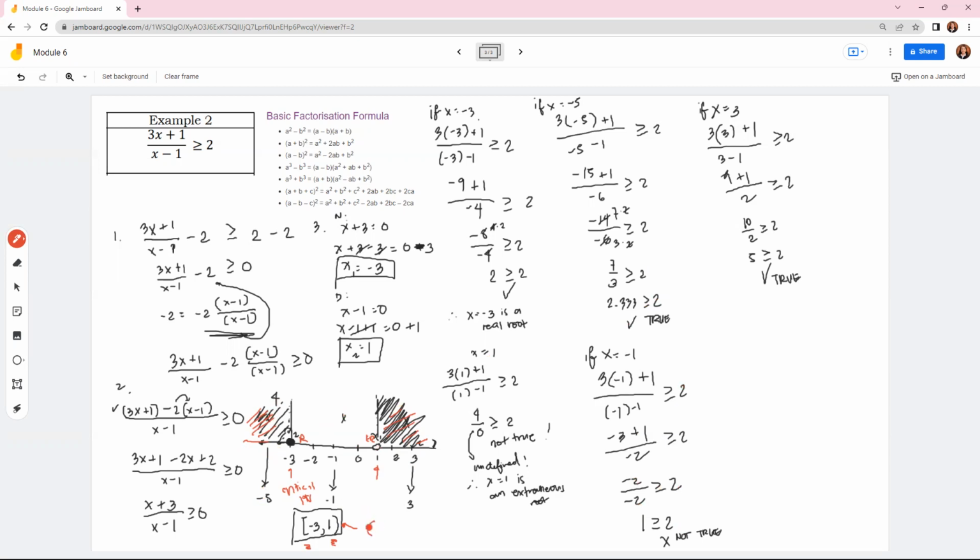So another way of expressing this one would be negative infinity, -3, close bracket, 1, infinity. So it basically reads the same thing: the solutions of our inequality are from negative infinity up to the real root, which is -3, and then from 1, the extraneous root, towards infinity. So this is our solution. This is actually one of the many ways that you could express solutions to our inequality.